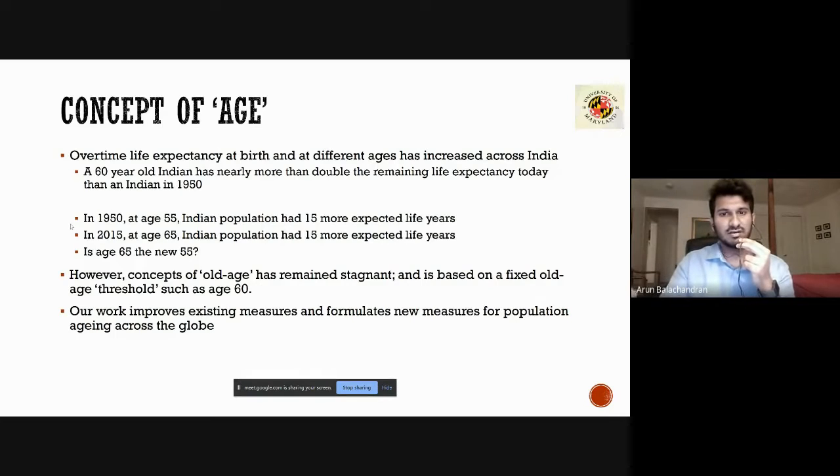To give you a statistic, somebody born in India today can expect to live almost double that of somebody born in 1950, in the initial years of our independence. Another way to put this is, in 1950, at age 55, the Indian population had 15 more expected years of life, whereas in 2015, the same 15 more expected years applied to somebody aged 65. So maybe we can reframe it and put it bluntly as: is age 65 in India the new 55?